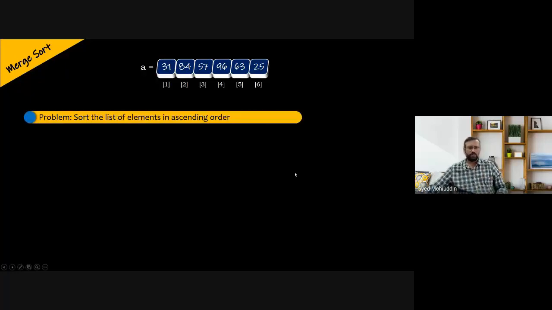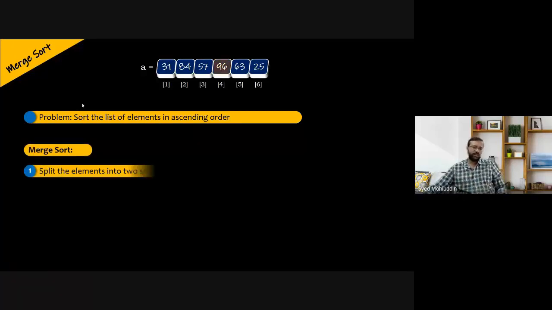Now let us take the elements here. We have 6 elements, and we have to sort these elements. So the problem to solve is to sort the elements in ascending order. Mostly the term used is non-decreasing order. It's nothing but ascending order itself.